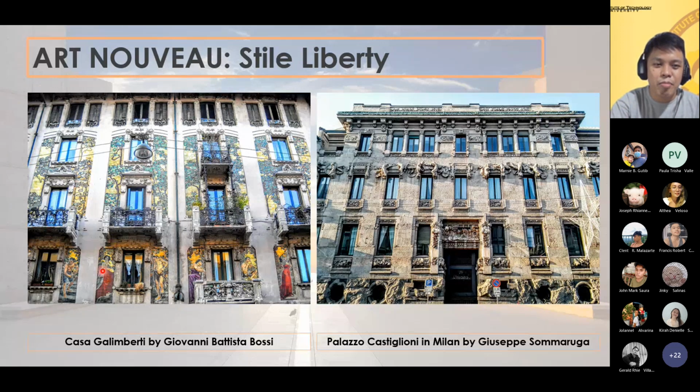So they've added these ornaments right here. Same with this one, the Palazzo Castiglione in Milan by Giuseppe Sommaruga. So they've added these arts right here as the ornaments. But the way they applied their other designs, it's in a modern manner. Like for example, this type of windows, you could not see these windows before. This one, the sliding and so on and so forth. Same with the doors that they have, they're not the same as before.